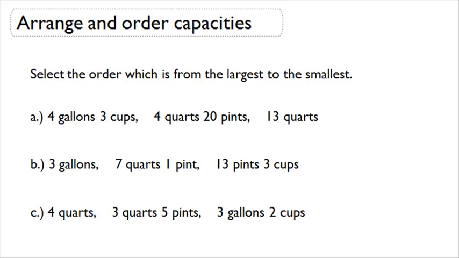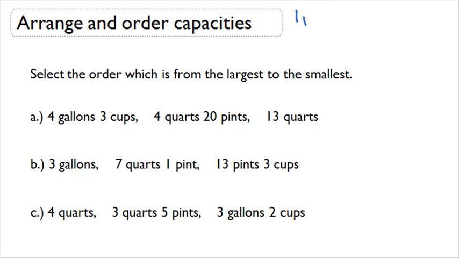Now let's talk about how to arrange and order capacities. We want to select the order, which is from the largest to the smallest. In order to do this, we're going to need to know our conversions. Let's put everything into cups since that's our smallest unit. So now we need to know what the other units are compared to cups.